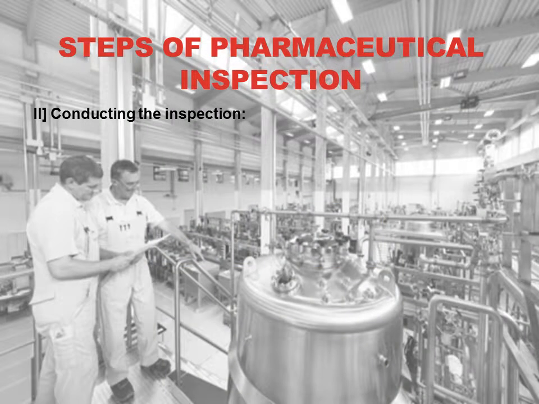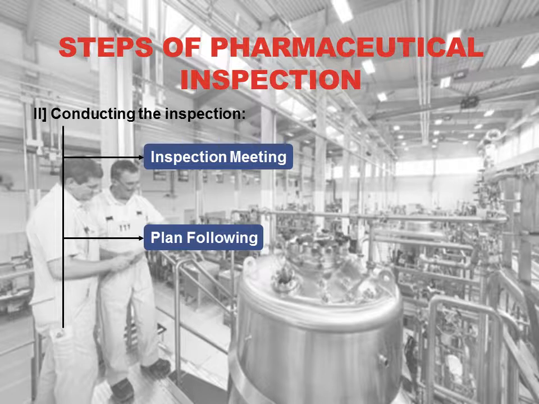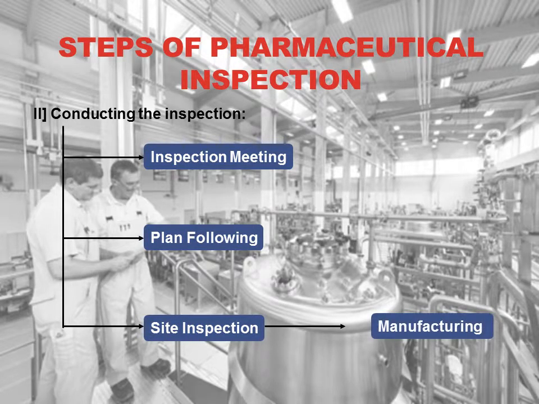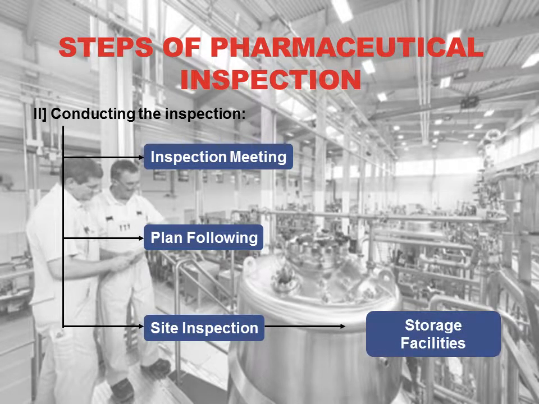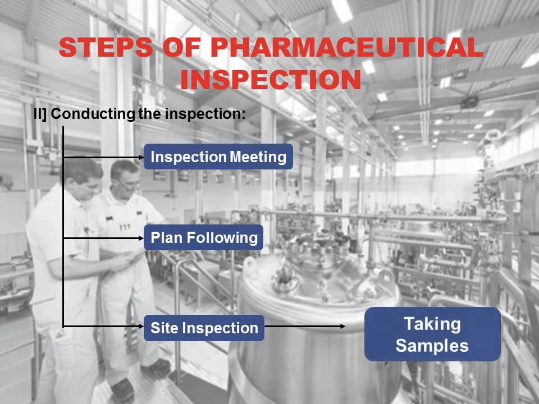The second step is conducting the inspection itself, keeping in mind that the inspection may be announced or unannounced. The first part is an inspection meeting between the inspector, the company management, and the company representative. Second, the inspector must keep in mind to follow his plan to avoid fraud or bias. Third and most importantly is the site inspection itself, including the manufacturing, quality control, storage facilities, and also some personnel interviewing to gather more information, the documentation and procedures.